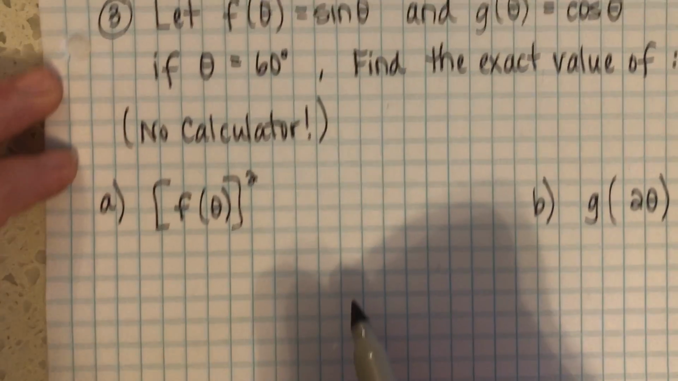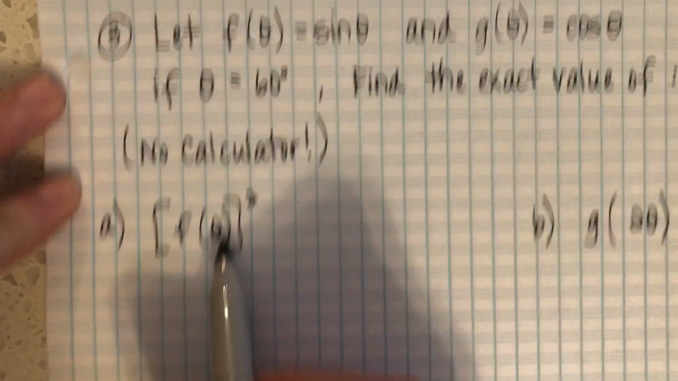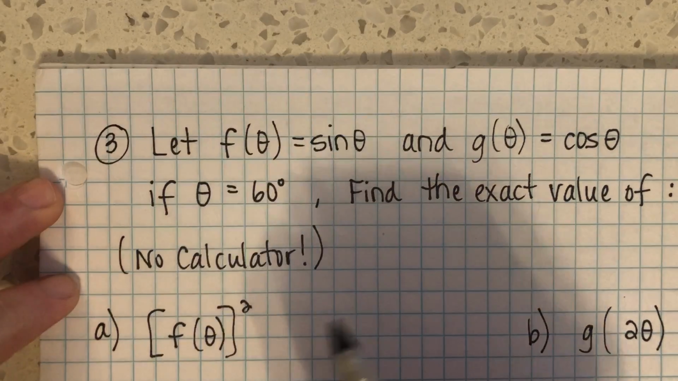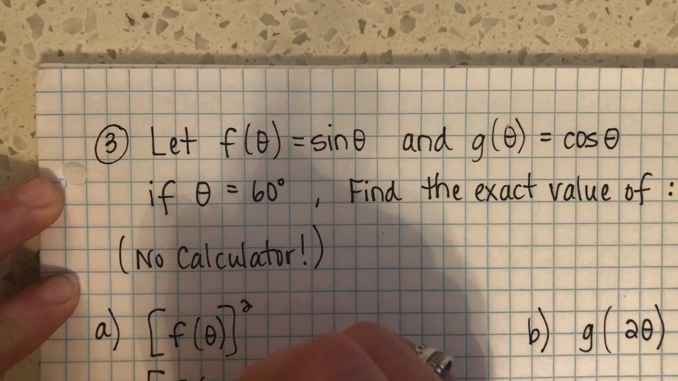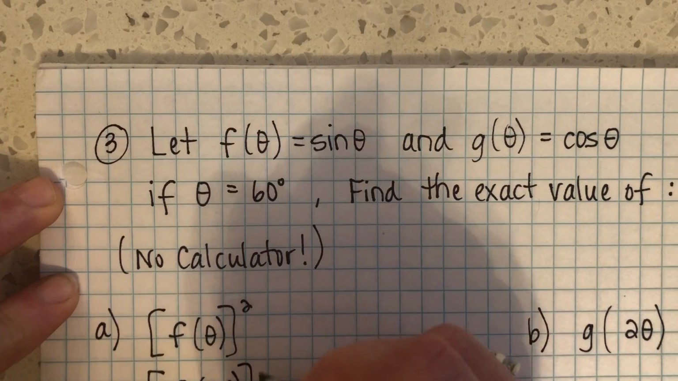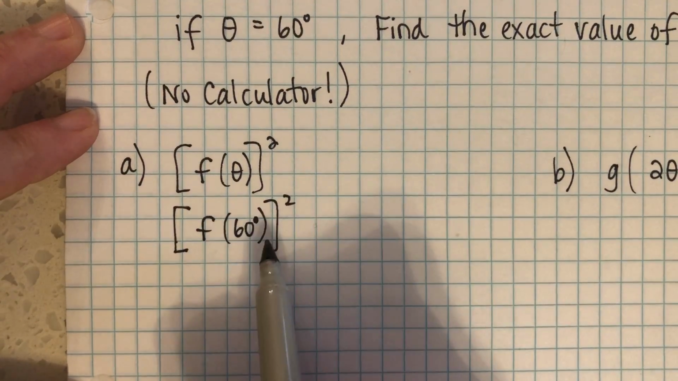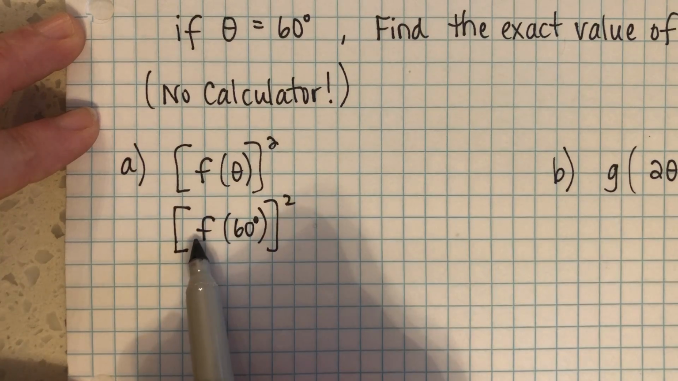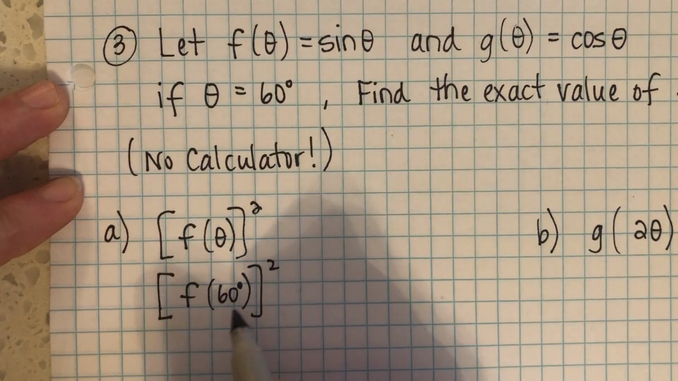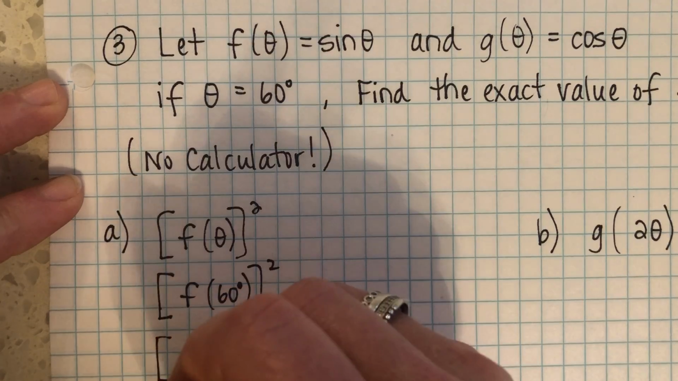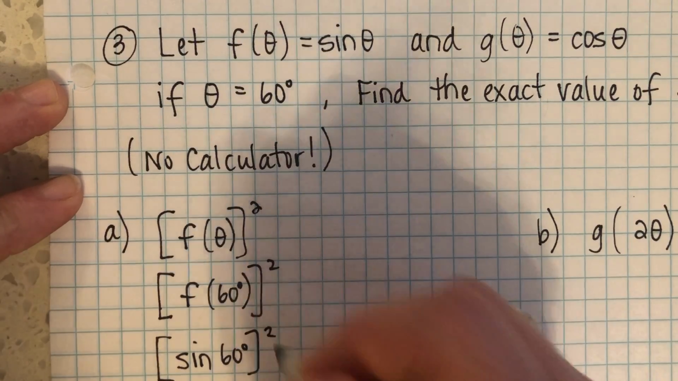All right, so let's say they asked you to find f of theta squared. Well, first of all, f of theta. They just said theta is 60 degrees. So f of theta is really f of 60 degrees. And then it's squared. Well, how do I find f of 60? I plug 60 into function f, which is sine theta. So really, f of 60 degrees is you finding the sine of a 60-degree angle, and then you square it.